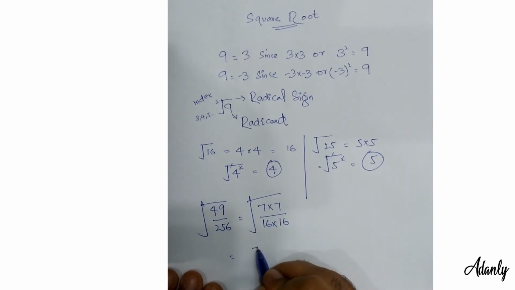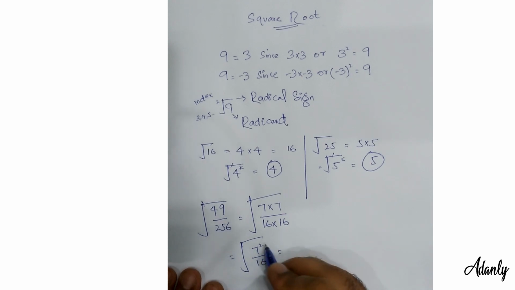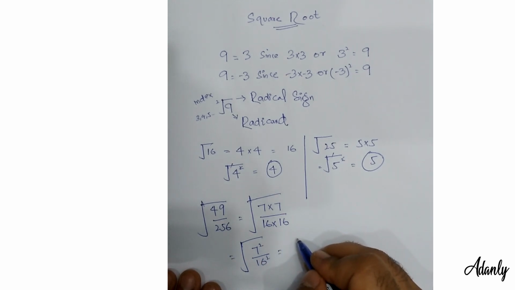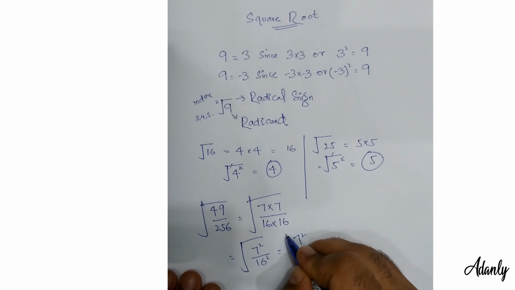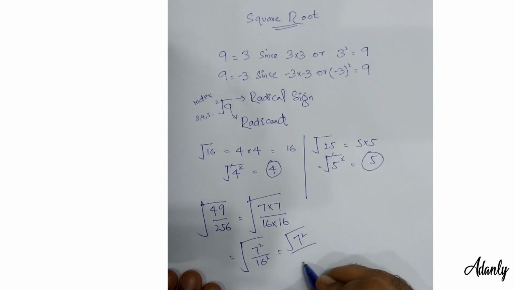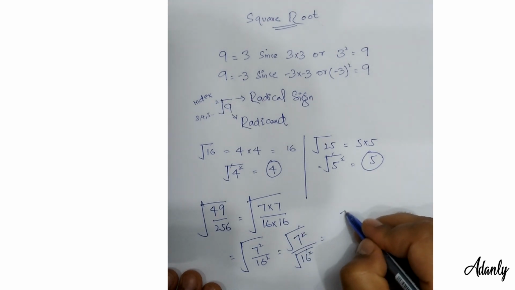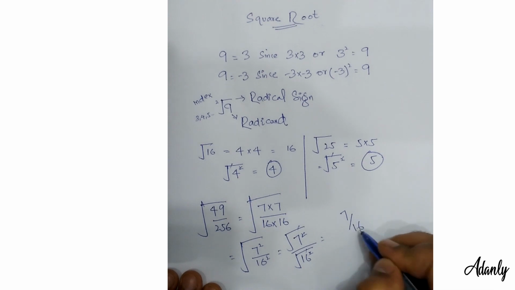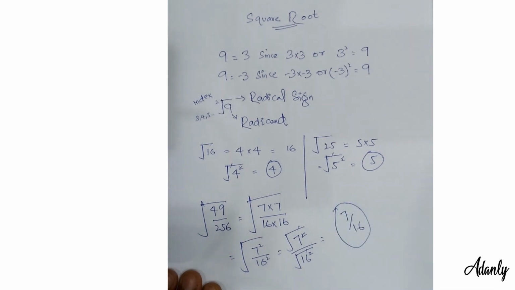We can further write it like this: 7 squared and 16 squared under the square root. Remember that this radical sign applies to both the numerator and the denominator, so we can simplify it like this: the square root of 7 squared over the square root of 16 squared. We will cancel the squares with the radical signs, and it will give us 7 divided by 16. So this is the square root of 49 divided by 256.